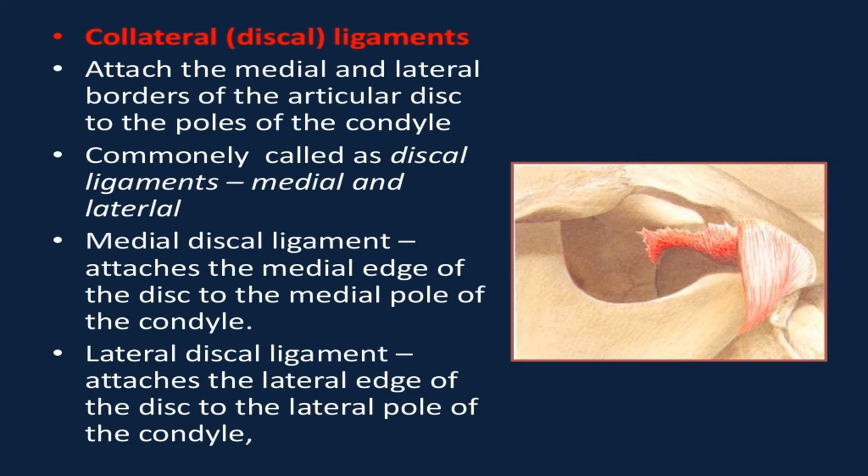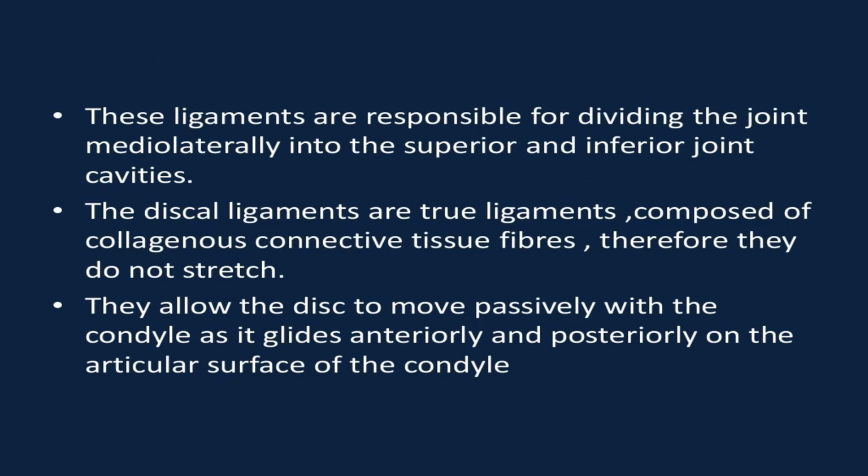Collateral, or discal, ligaments attach the medial and lateral borders of the articular disc to the poles of the condyle, commonly called the discal ligaments. Medial and lateral. The medial discal ligament attaches the medial edge of the disc to the medial pole of the condyle. The lateral discal ligament attaches the lateral edge of the disc to the lateral pole of the condyle. These ligaments are responsible for dividing the joint mediolaterally into the superior and inferior joint cavities.